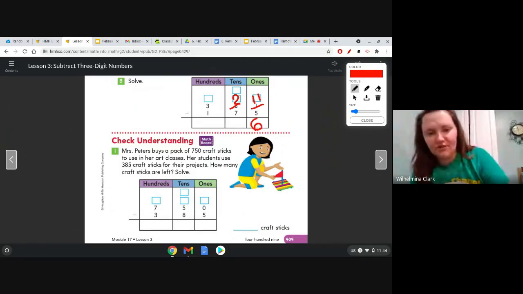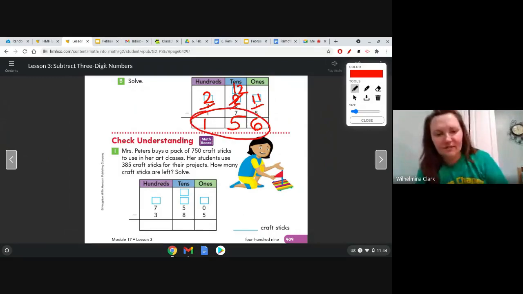2 minus 7. We can't do that. So we have to make that into a 12, right? So now if we do 3 minus 1 is 2 hundreds. 12 minus 7 is 5, and 2 minus 1 is 1. So your answer is still 156.